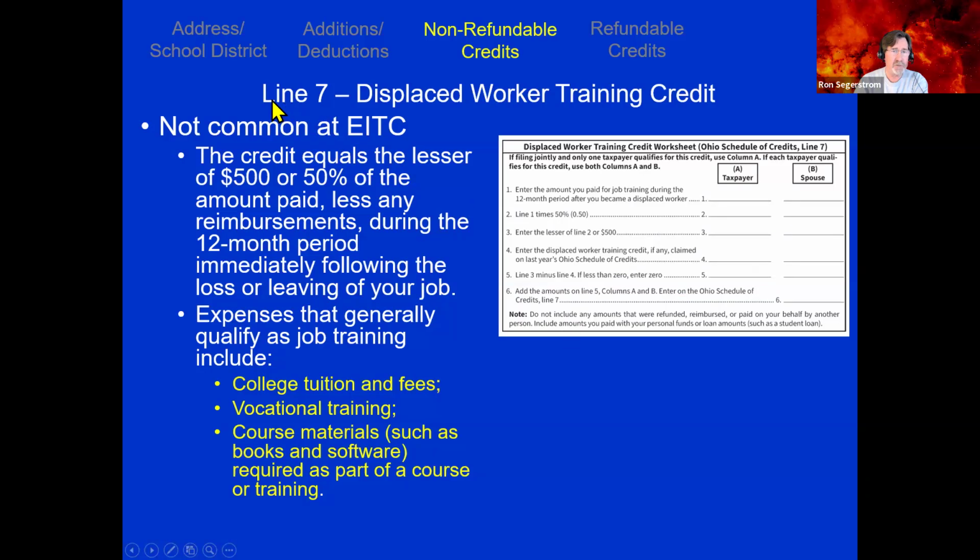So this is an interesting one, a credit. I haven't come across this yet, but if somebody loses their job in Ohio and they spend money on vocational training, college tuition and fees, or course materials as part of training to qualify as job training, they can qualify for this credit.